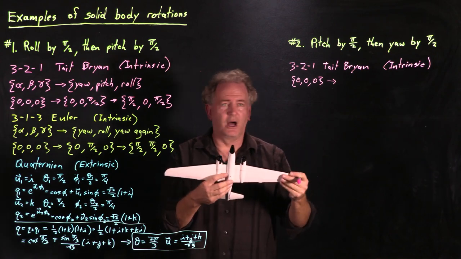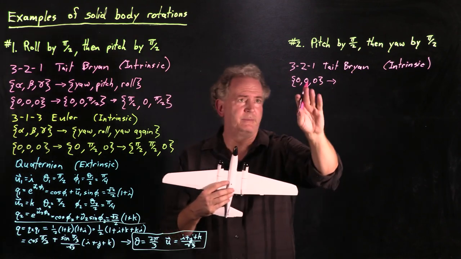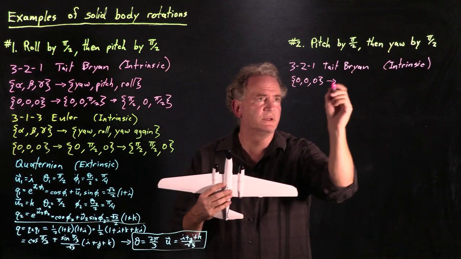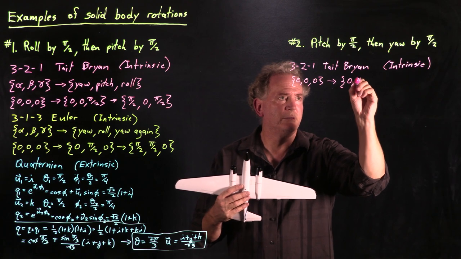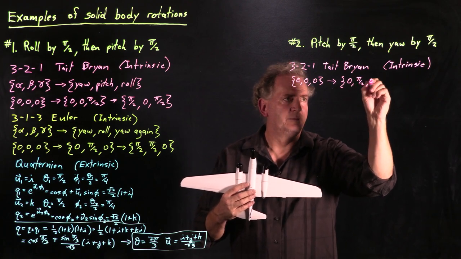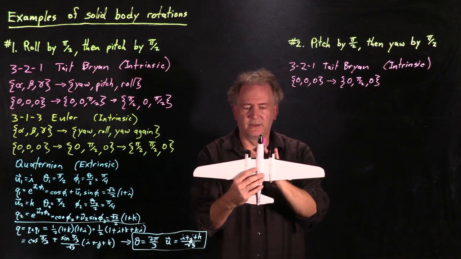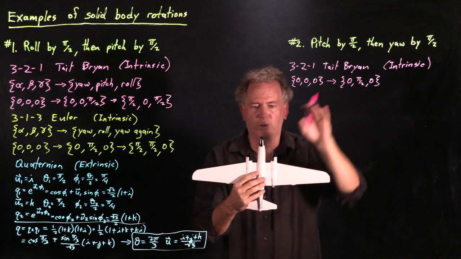So we have yaw, pitch, and roll, and pitch by pi over 2. Pitch is just our second variable in a 3-2-1 Tait-Bryan rotation sequence. And so this just goes smoothly from 0, 0, 0 to 0, pi over 2, 0. No problems there. This turns out to be the singular condition, though. There are many different ways to describe this position, this being one of them.